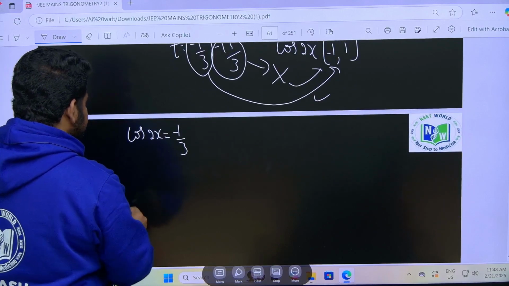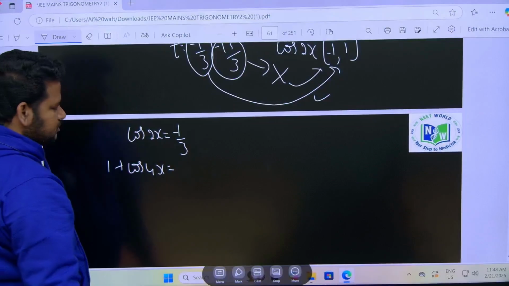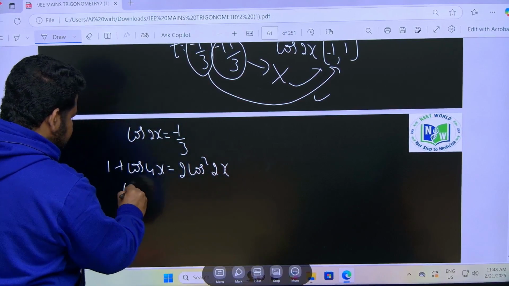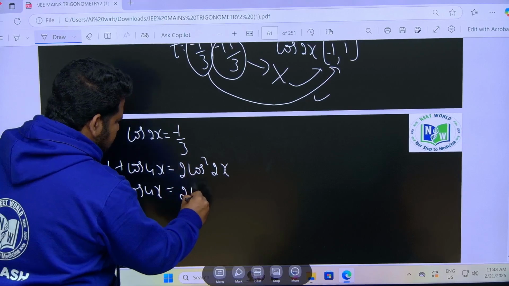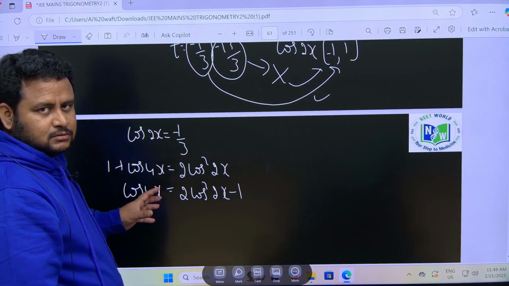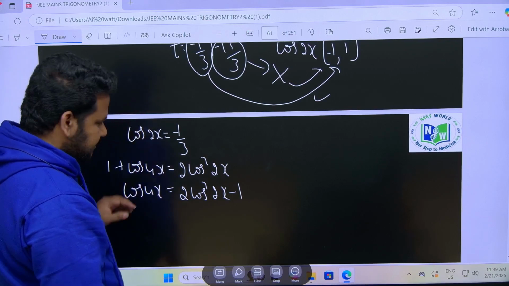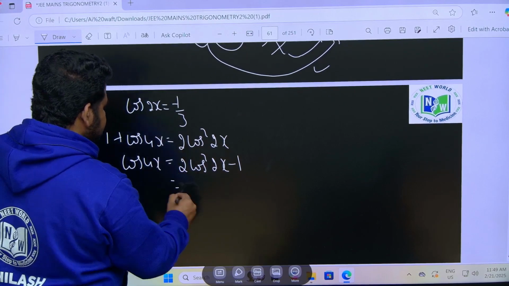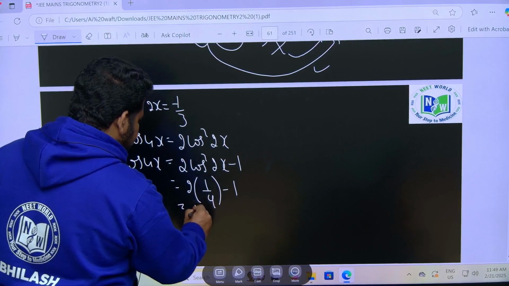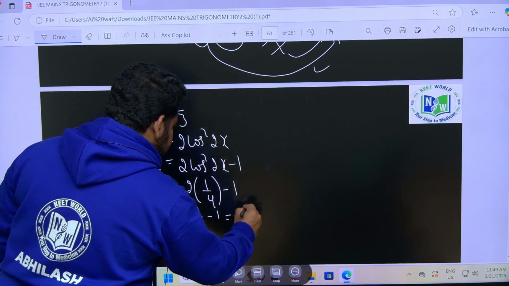So what about cos 4x? Cos 4x is nothing but 2 cos square 2x minus 1. Although I have written more steps so that you people understand. Actually we can reduce the steps even more, but this is a little lengthy, I understand. So 2 cos square 2x, and cos 2x is minus 1 by 3. So 2 into 1 by 9, squaring it, minus 1. So 2 by 9 minus 1 is minus 7 by 9.